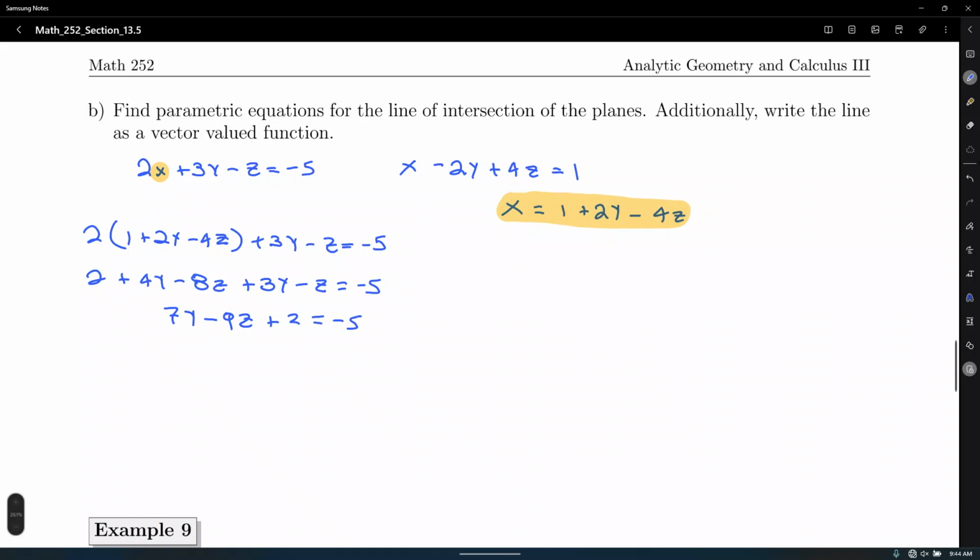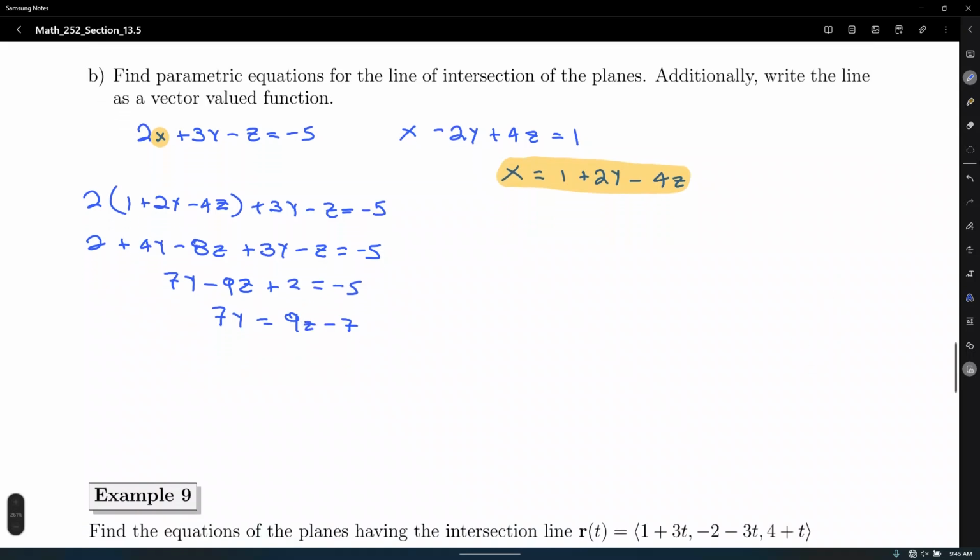You could solve for z if you want, but I'm going to solve for y for a reason. So that's 7y. I'm going to subtract 2 on both sides to get negative 7, so 9z minus 7. Solving for y, that equals 9/7 z minus 7 over 7, minus 1.